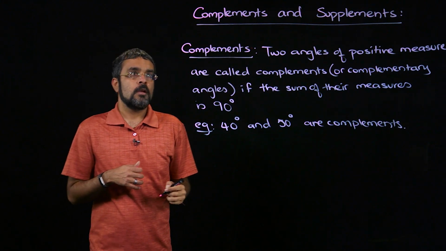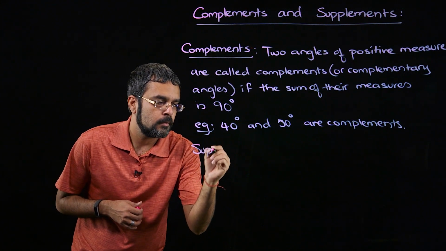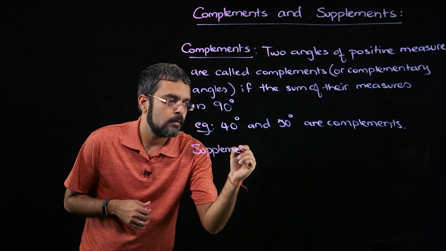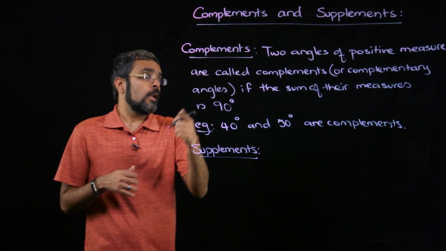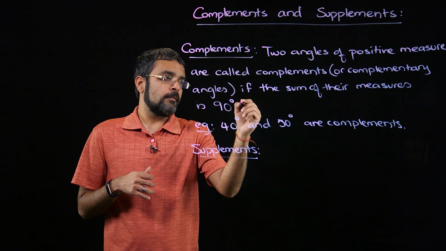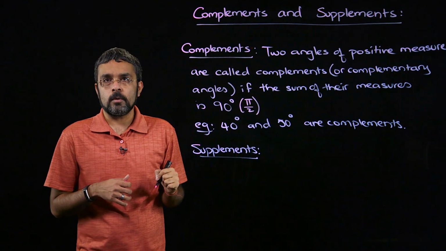Okay. Same way, we have something called supplements. Now another thing, obviously this is in degrees, but if it was radian, then their angle measure should add up to pi over 2.